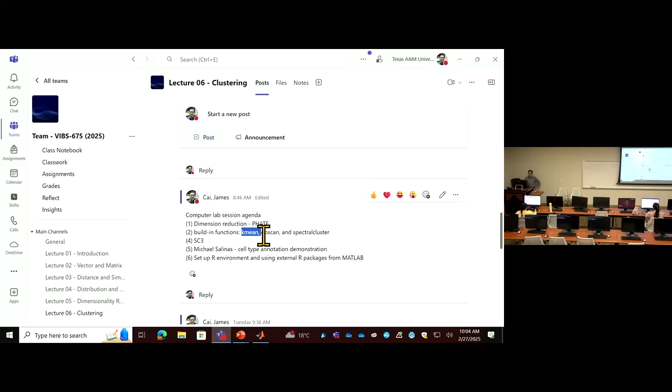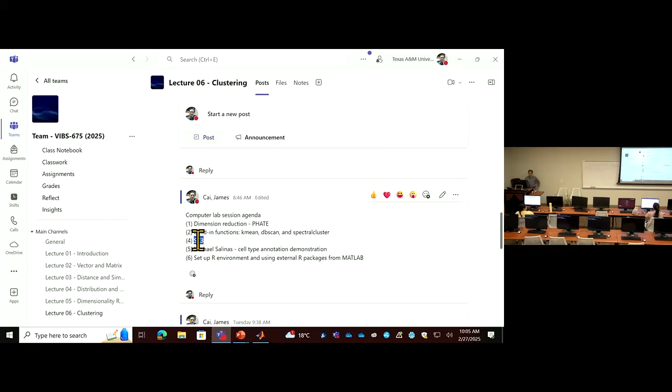Then we will spend the time to study these built-in functions, k-means, DBSCAN, and the spectral clustering algorithms. Those are the built-in functions provided by MATLAB in the Statistics Toolbox. So it's very convenient for us to use these built-in functions. Just call that function directly.